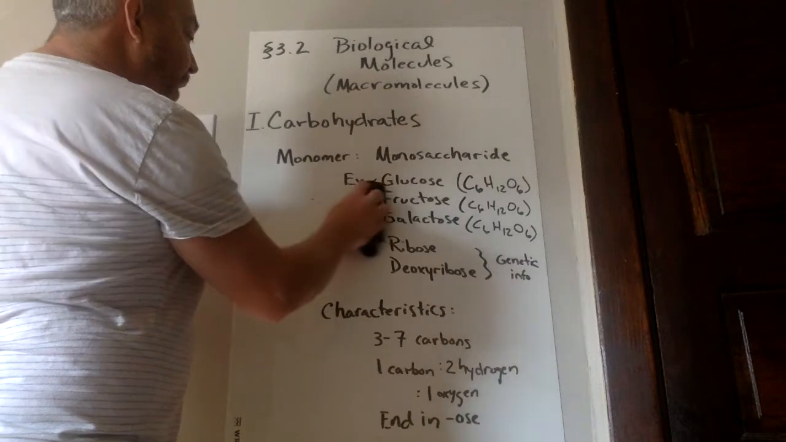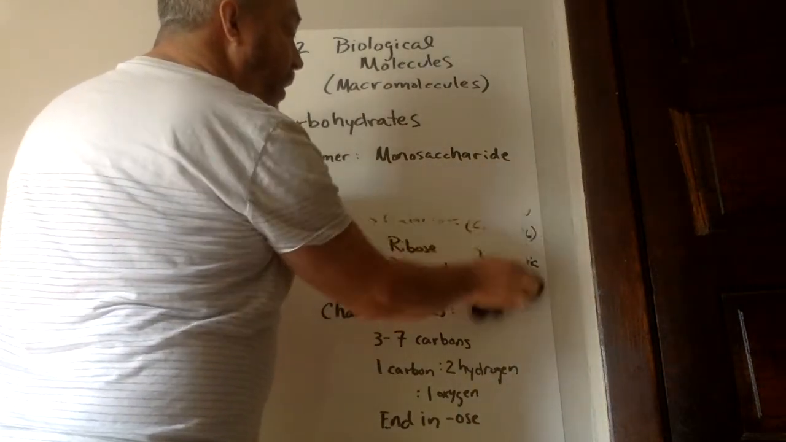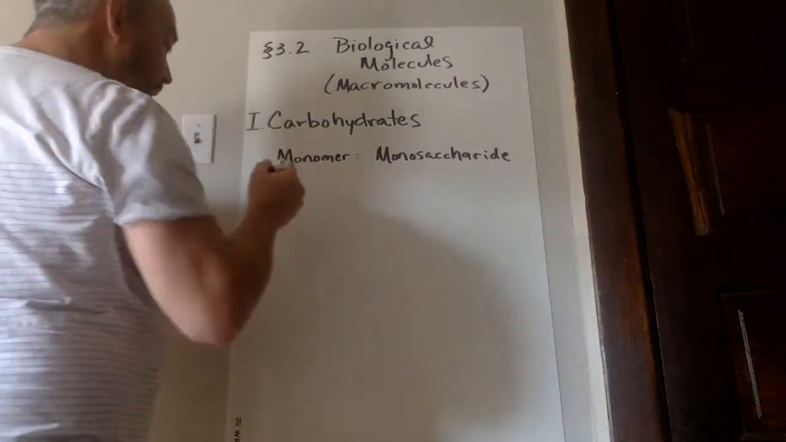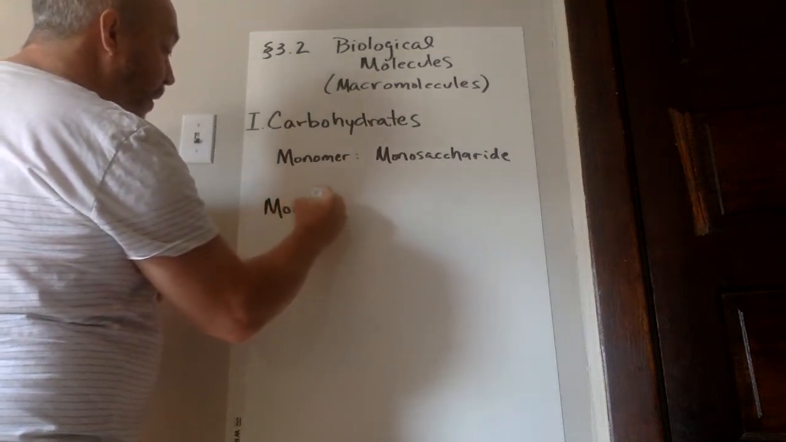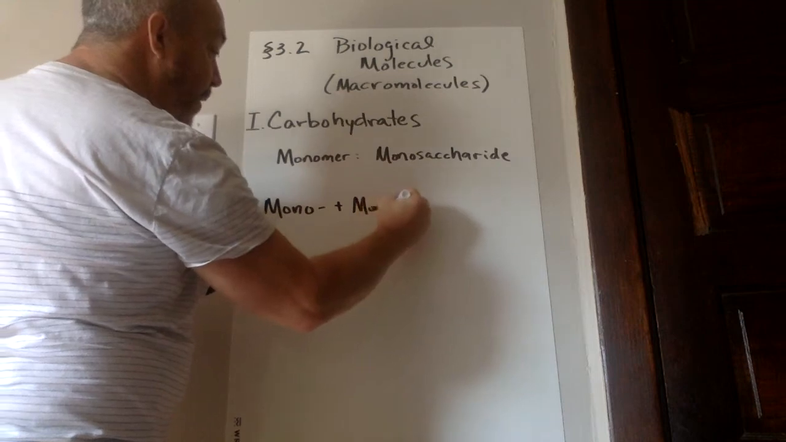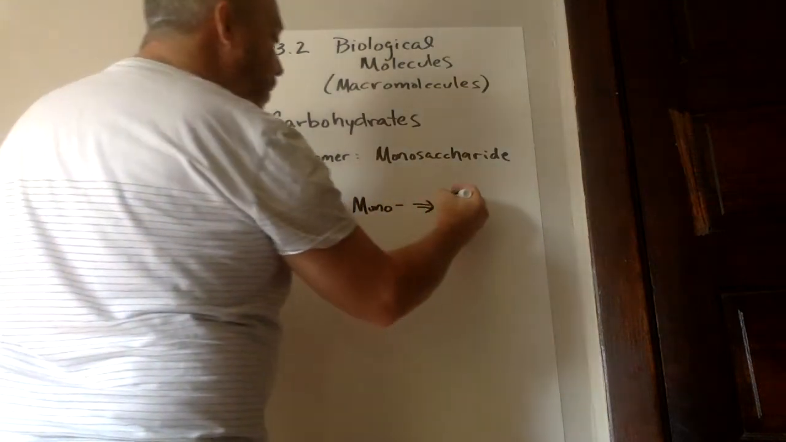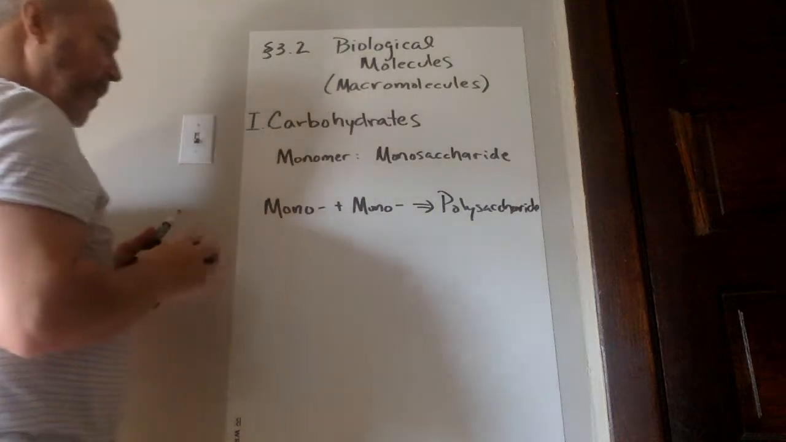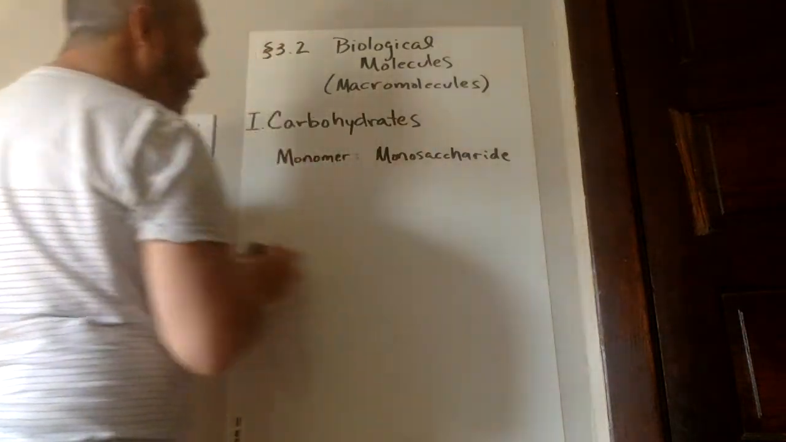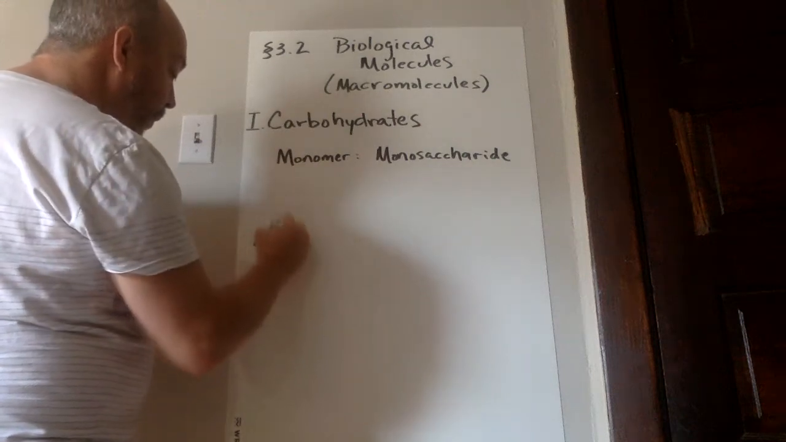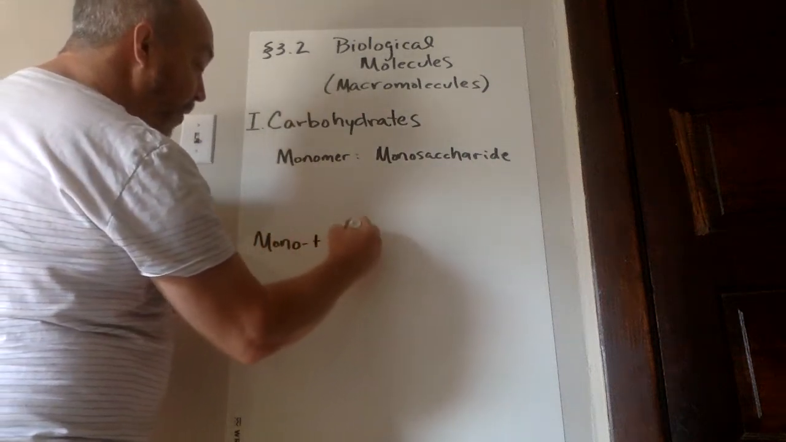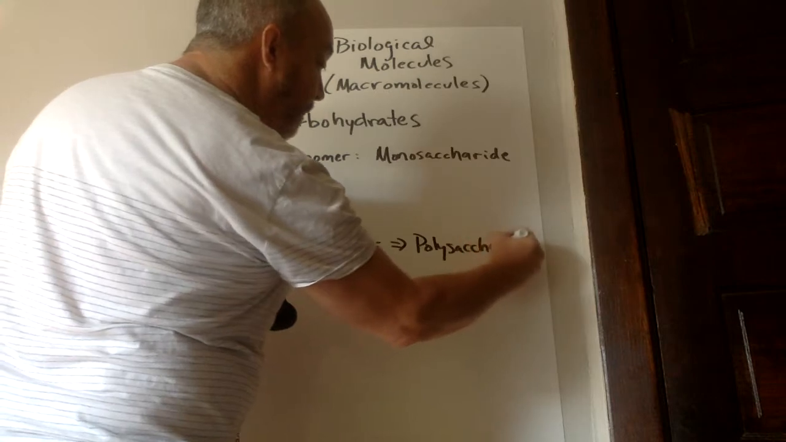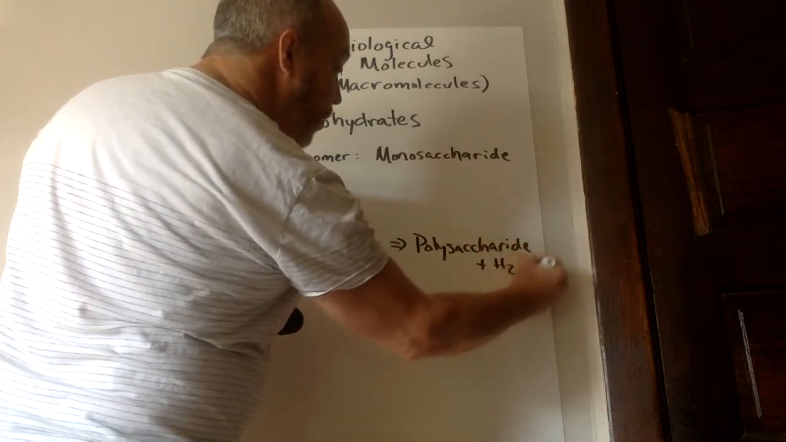We can then take those monosaccharides, like we showed in our dehydration synthesis, and we can put them together. So if I take a monosaccharide, and I'm just going to abbreviate this mono, and I take another monosaccharide, I can create a bigger molecule called a polysaccharide. I think I'm going to have to rewrite that, because even with my abbreviations, I got a little bit too big. So we can take a monosaccharide plus another monosaccharide, and we will create a polysaccharide plus a unit of water.